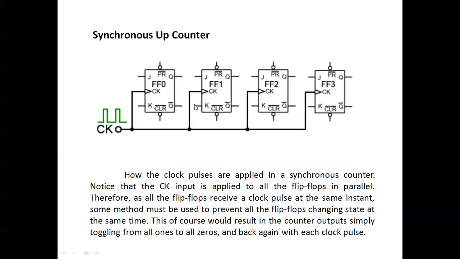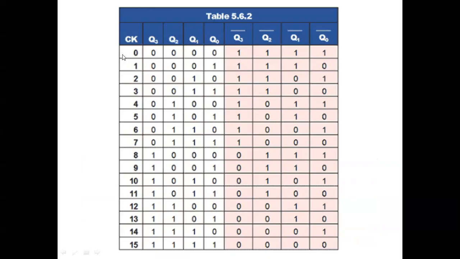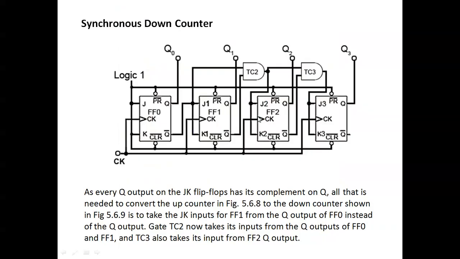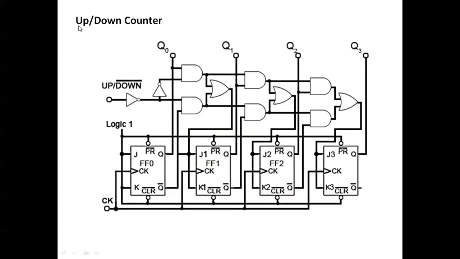So this is the up counter and down counter truth table. Counting the clock pulses towards the highest value is an up counter. Counting the clock pulses towards the lower value is a down counter. The left side is the up counter truth table, and the right side is the down counter truth table. And these are the up and down counters. Both are available in one single diagram. So this is the up down counter.